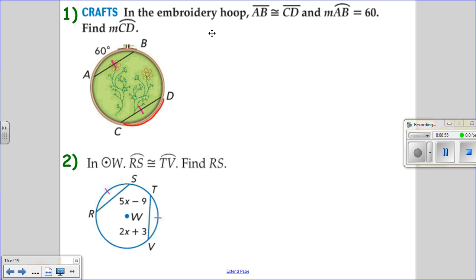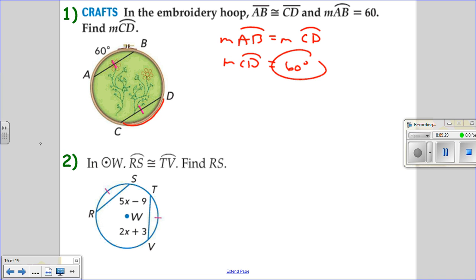So one of the theorems previously said that if the chords are congruent, then the arcs are congruent. I believe it was 10.1, but don't quote me. So since the chords are congruent, that means the arcs are congruent. So that means the measure of arc AB is congruent to the measure of arc CD. So that means the measure of arc CD is also 60 degrees based on that theorem.